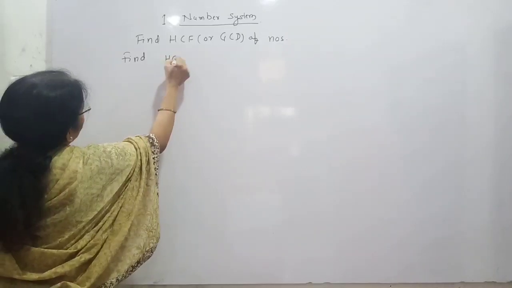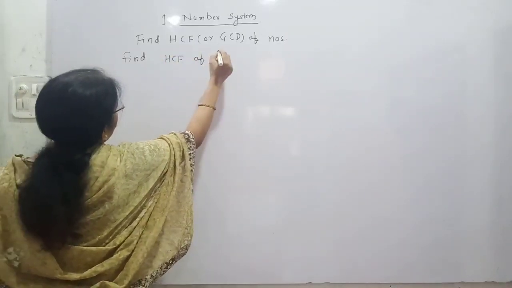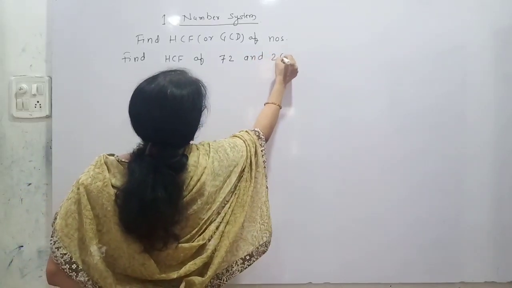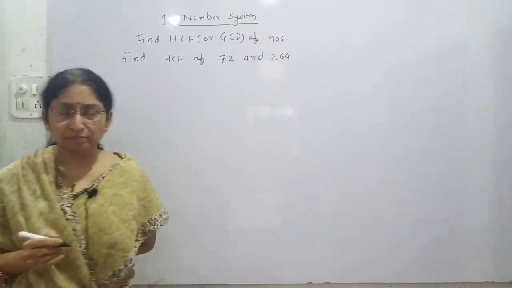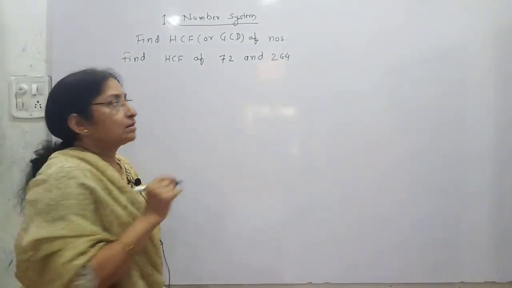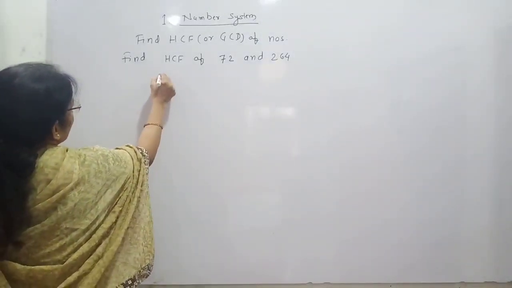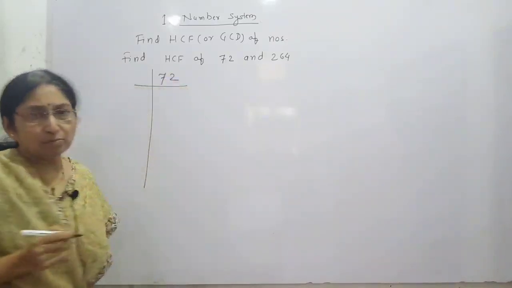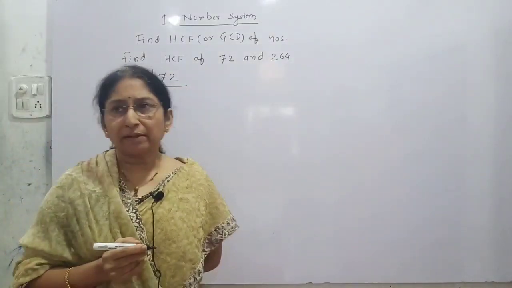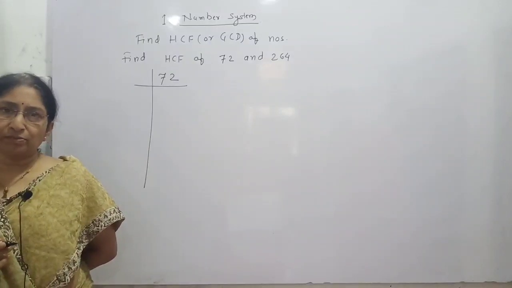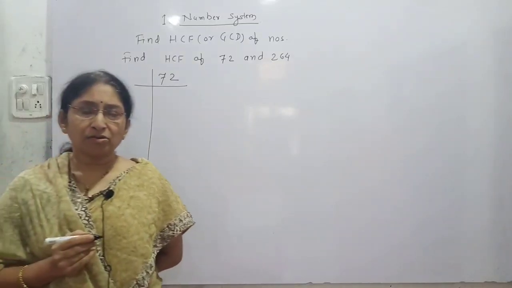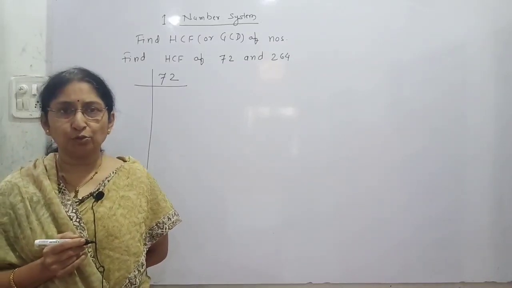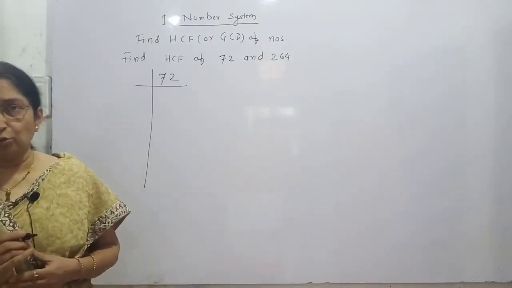Find HCF of 72 and 264. Now the prime factors of 72. First find the prime factors of 72. Now 72 is an even number, so the first prime factor is 2, meaning it is divisible by 2.